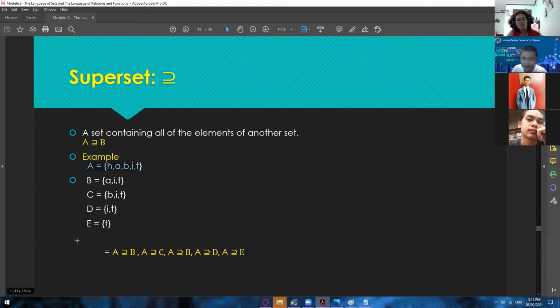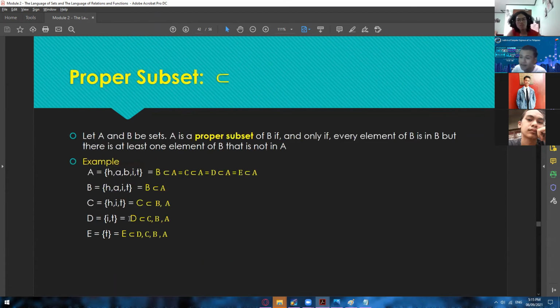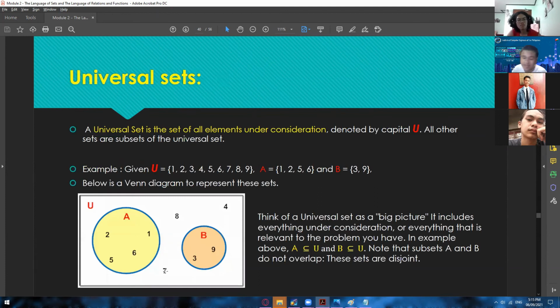7, 8, 4 are not subsets. No, they are not subsets. They are just elements inside of that universal set. So again, when we say subset, it must be a set inside of a set also. Wherein 7 is just an element, 8 is just an element, the same with 4.